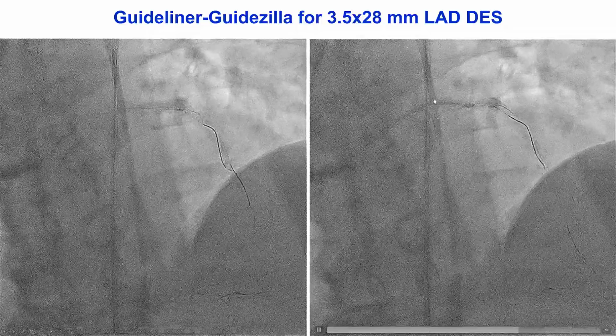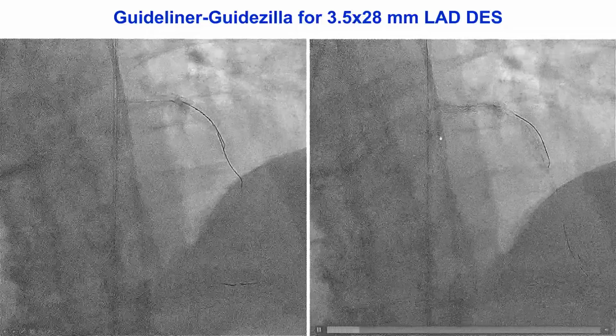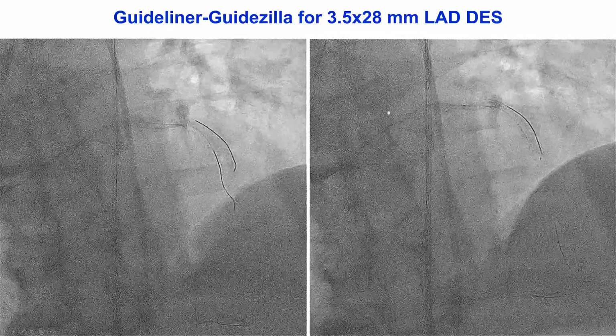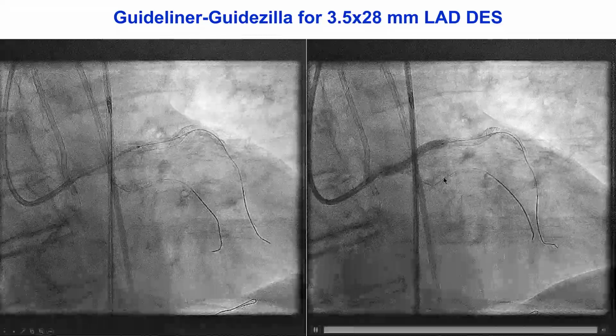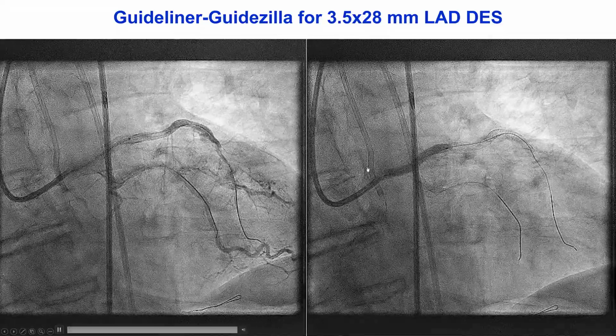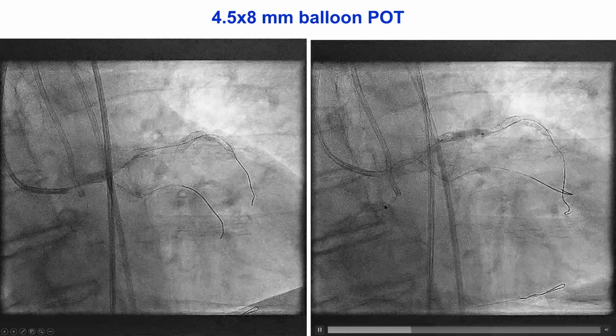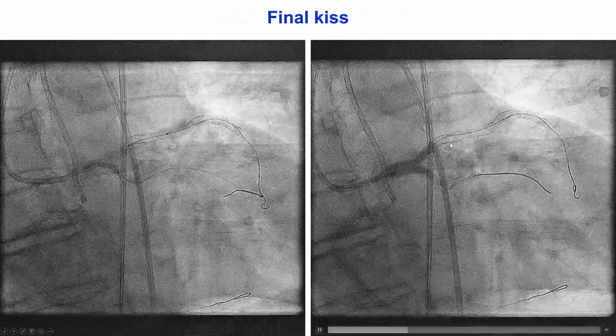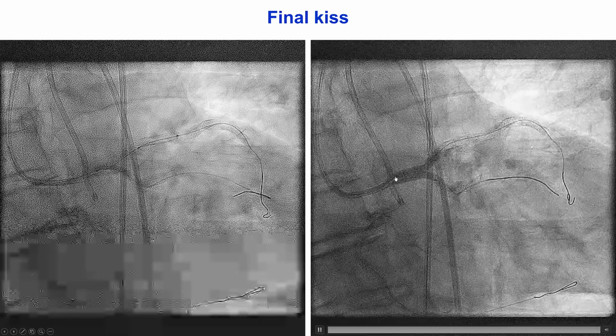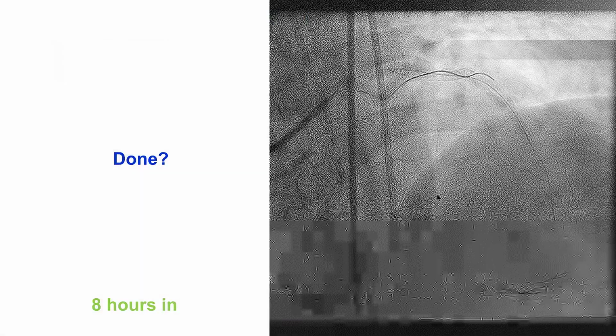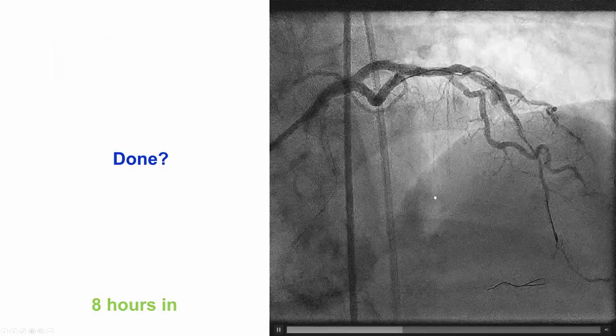We did have difficulty delivering the LAD stent, but using a Godzilla, we were able to deliver a 3.5 by 28 millimeter stent to the LAD, overlapping the previous stent, and that was successfully deployed. There was some post-dilatation. We did a POT with a 4.5 balloon, rewired, and did the second kissing balloon inflation. So at this point, we felt pretty good.